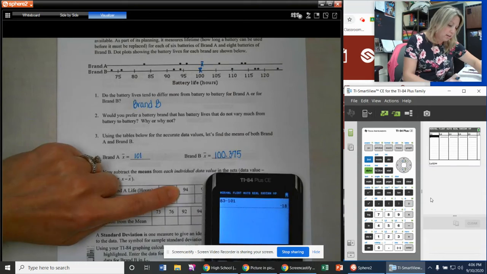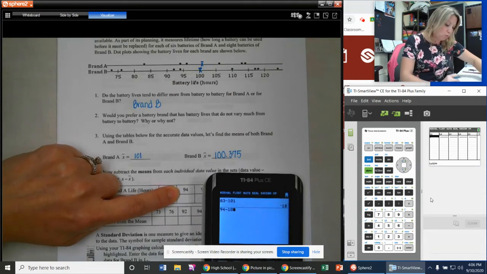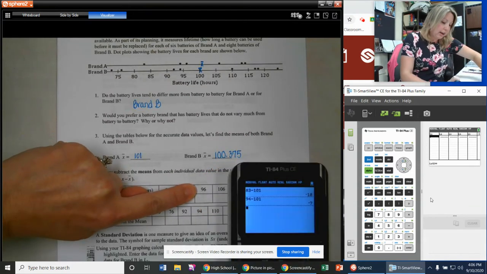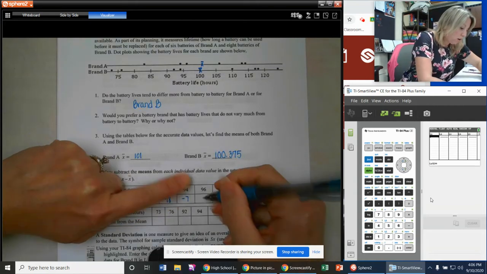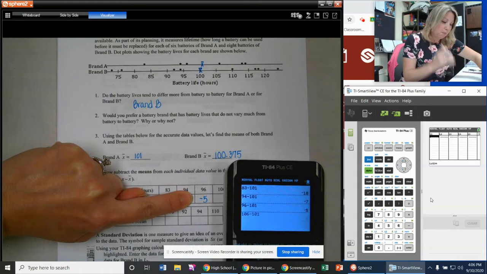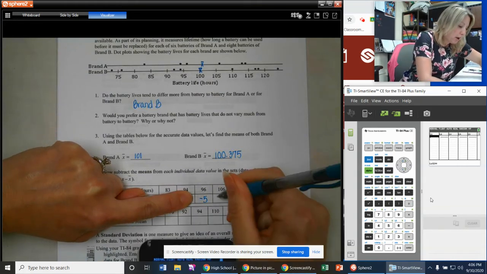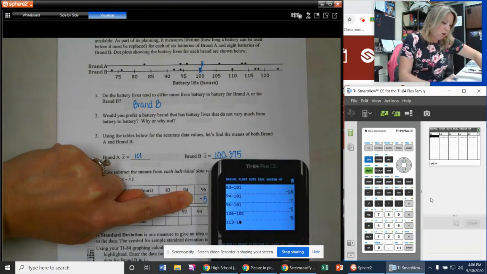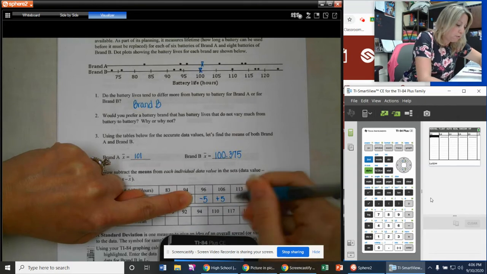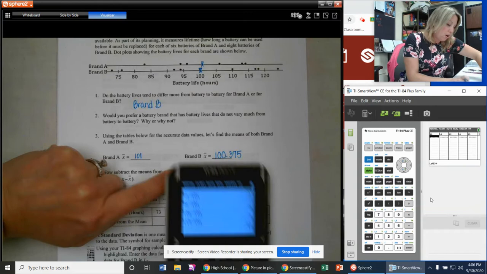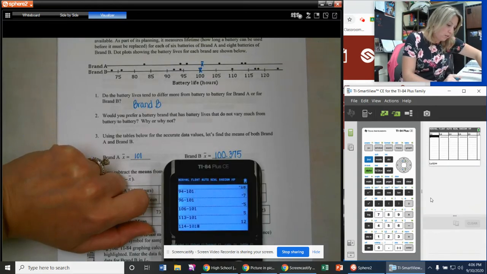So now let's do that again. 94 minus 101. Another negative number, negative 7. Okay. 96 minus 101, negative 5. Cool. Keep going. 106 minus 101, positive 5. I'm going to put the plus because that way I know which side of the mean this is on. 113 minus 101. These are the deviations away from the mean. I'm going to put a plus because I know that this is on the right-hand side of the mean. It's on the higher side of the mean. 114 minus 101. There we go.